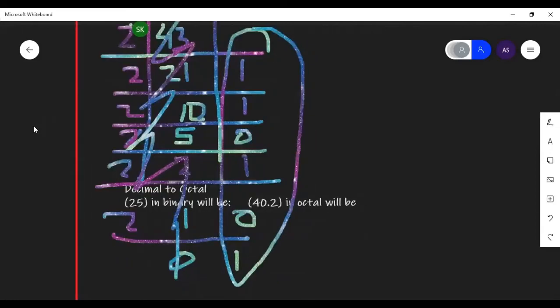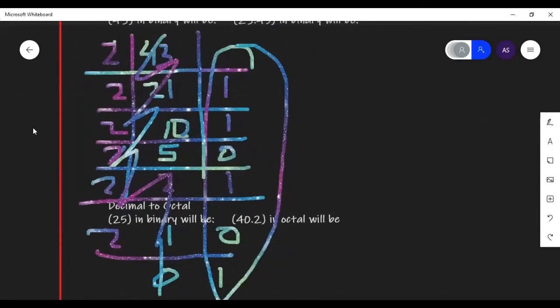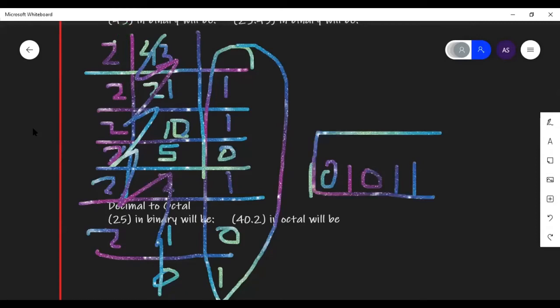Right? So what we're going to do is write it from bottom to top. So we get 1, 0, 1, 0, 1, 1. And that's what our number will be. So we can also quickly verify.